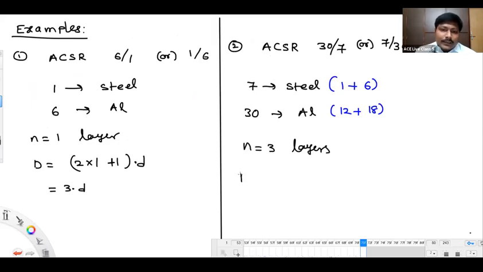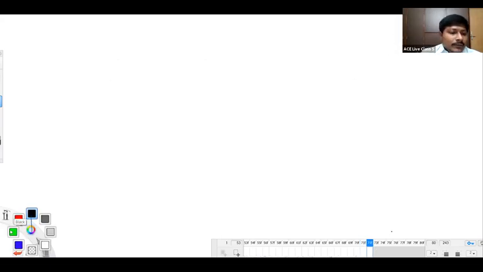3 layers, and overall diameter will be 2 into 3 plus 1 times of small d. So it will be 7d, we can say. 7 times of small d. So I think all of you getting this? Clear? So total, how many layers we have? 1 layer steel and 2 layers of aluminum. That's it. Next, one more example I'll take, third one.